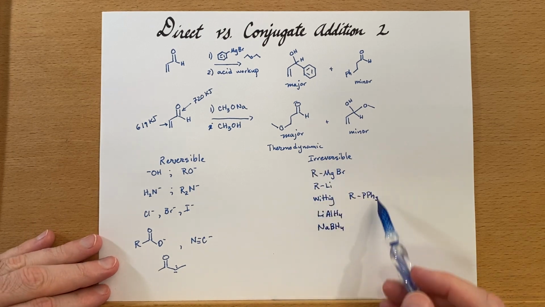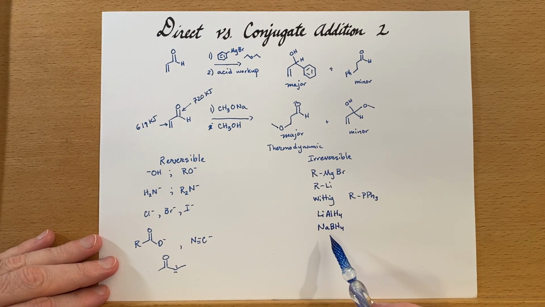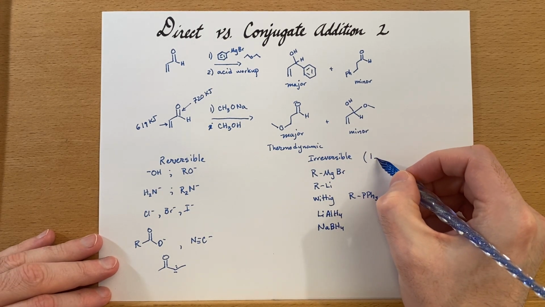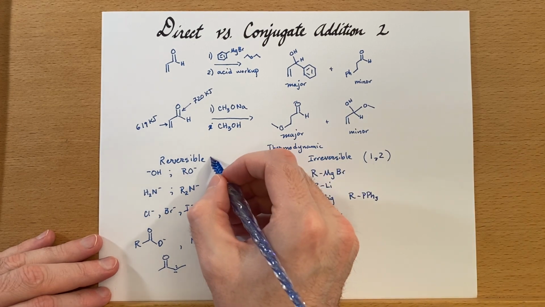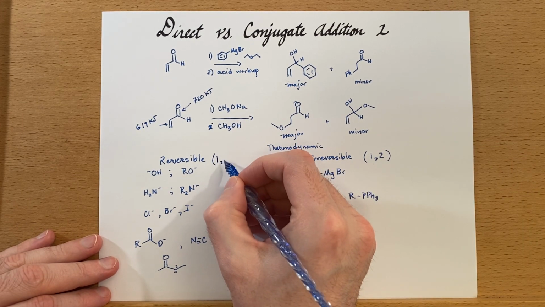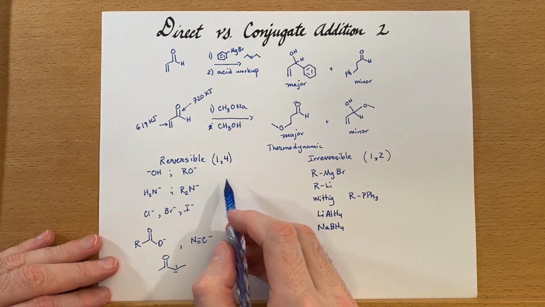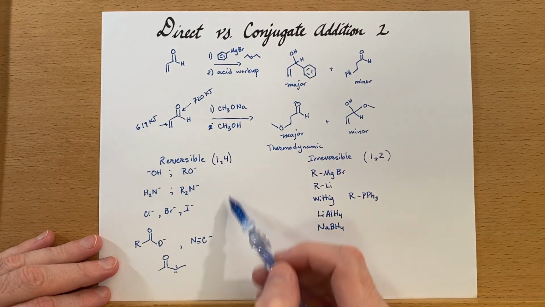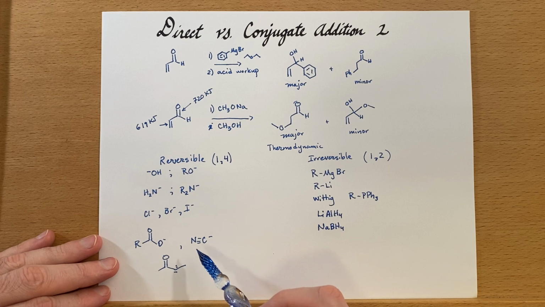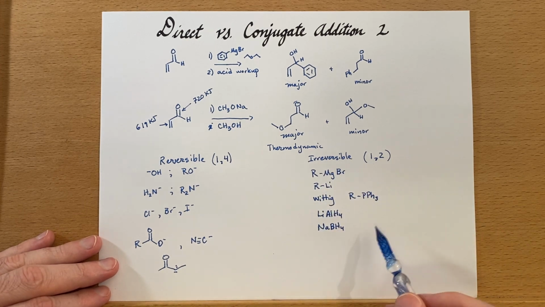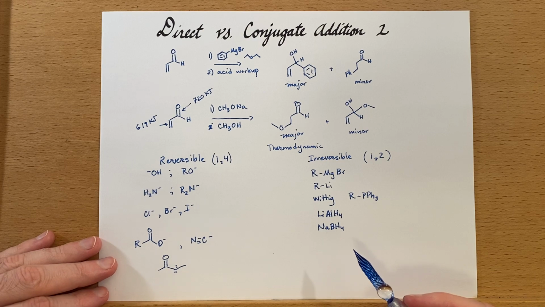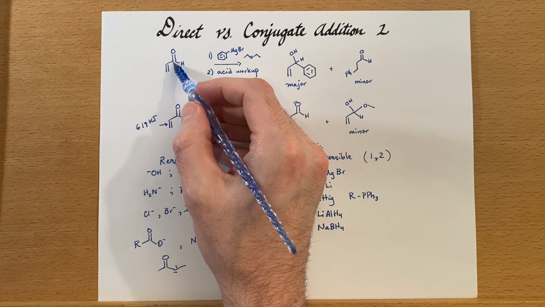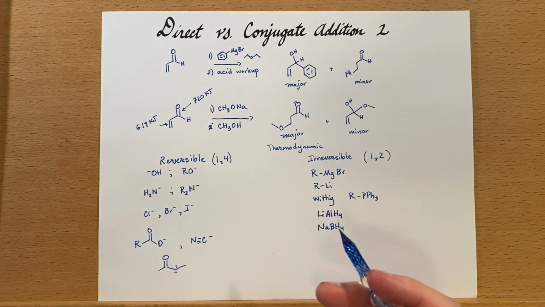So in these cases, they'll do a direct addition or 1,2 addition. And over here, they'll do Michael addition or 1,4 addition. Preferentially, you'll still get some of both, but you'll get a lot more of the 1,4 if you're in a reversible situation. You'll get much more of the 1,2 in an irreversible situation. And of course, all of this depends on having that conjugation for that double bond. If that doesn't exist, none of this would apply.